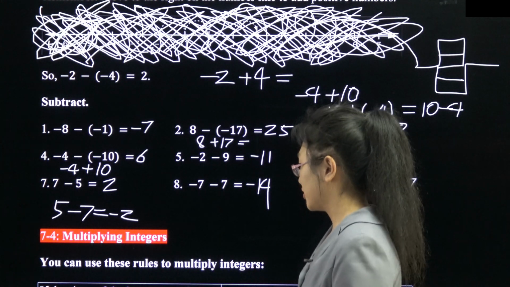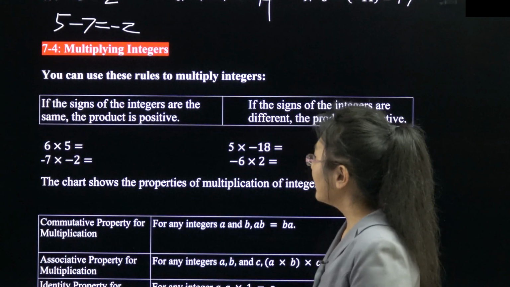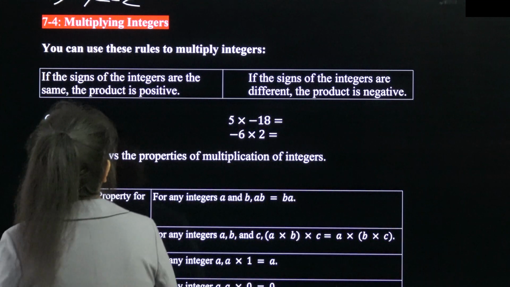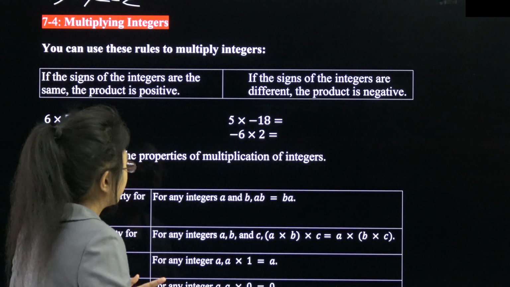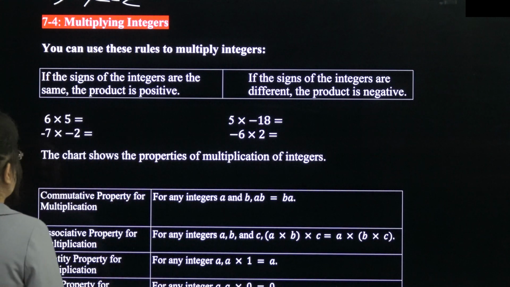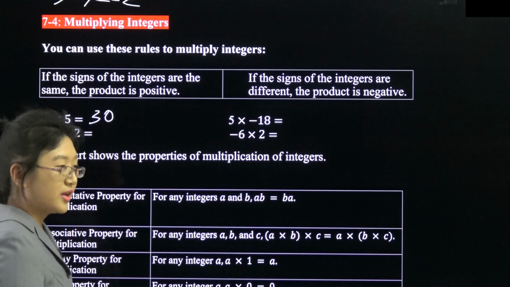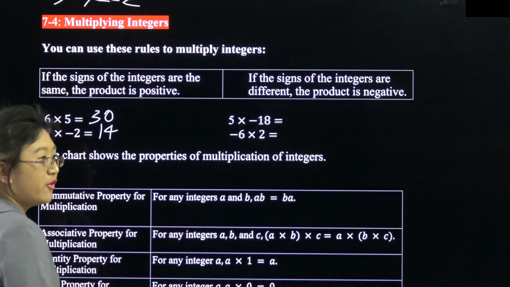Now, multiplying integers is actually really simple. You multiply like normal. But if the signs of the integers are the same, then the product is positive. If they're different, then it's negative. Say, 6 times 5 is just 30. Negative 7 times negative 2 is still positive. Just plain old 14.